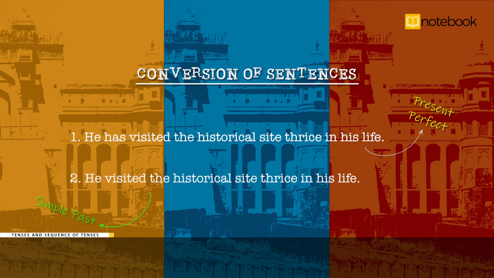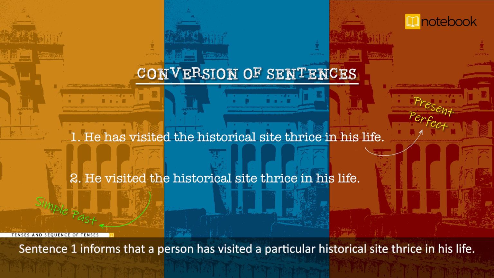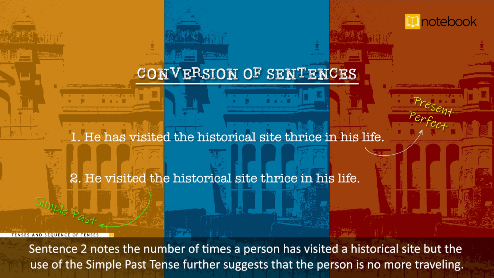Simple past. Sentence 1 informs that a person has visited a particular historical site thrice in his life. Sentence 2 notes the number of times a person has visited a historical site, but the use of the simple past tense further suggests that the person is no more traveling.